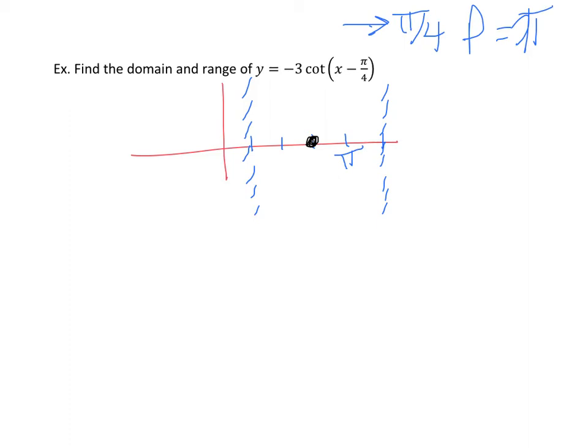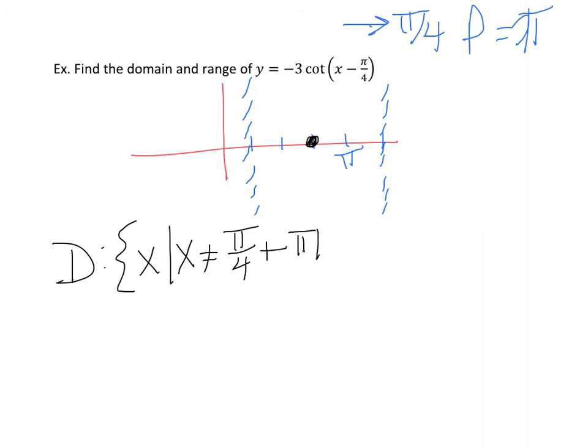Asymptotes are really all I needed to know out of this. Domain, left and right. All x such that x does not equal. First one is at pi over 4. Repeats every pi k. Range, up and down, how far do the squiggles go? Negative infinity, positive infinity.